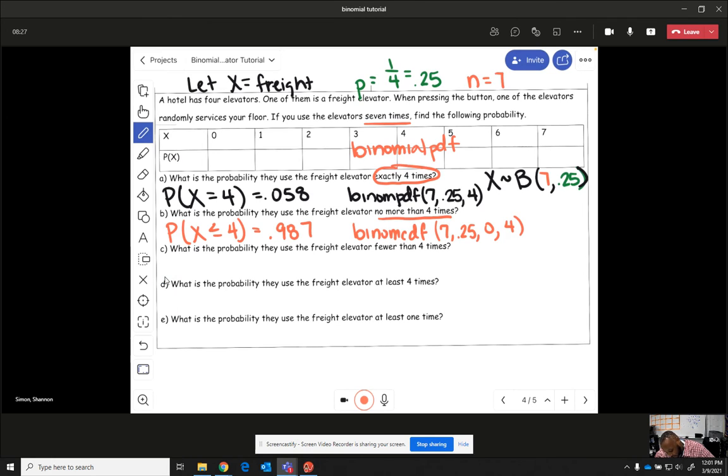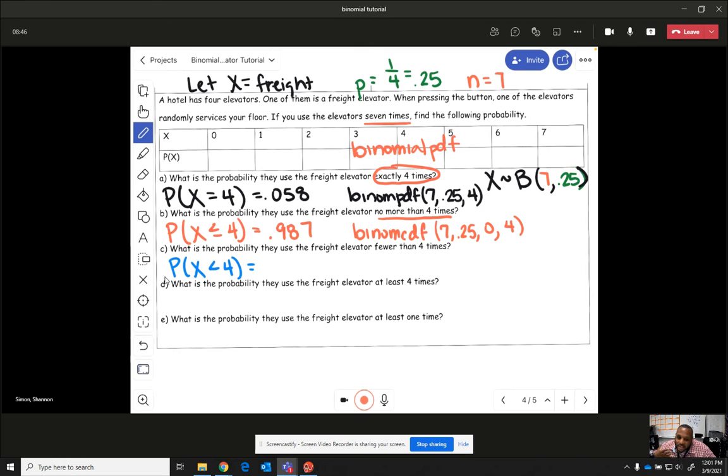The next one says the probability to choose the freight elevator fewer than 4 times. Well, fewer than 4, how is that different than no more than 4? Well, in a discrete distribution, remember the word discrete means it has to be a whole number. If you're fewer than 4, you're going to be 0, 1, 2, or 3. You can't be 4. So this is just less than 4.